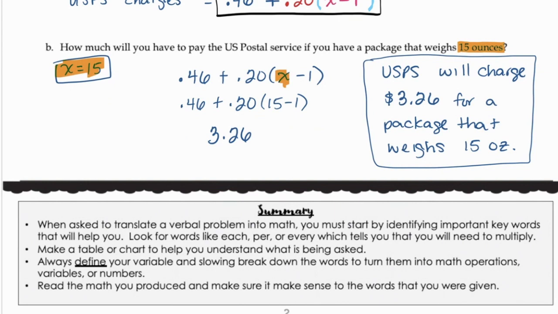So in quick summary, when asked to translate a verbal problem into math, you must start by identifying important keywords that will help you. Look for words like each, per, or every, which tell you what your let statement is going to be. Make tables if that helps, charts if that helps. Always define your variable and slowly break down the words and turn them into math operations, variables, and numbers. And again, most important, read the math and make sure that it makes sense. So keep learning, keep growing, and review these because these are very tricky. All right, so I will see you guys in the next video.